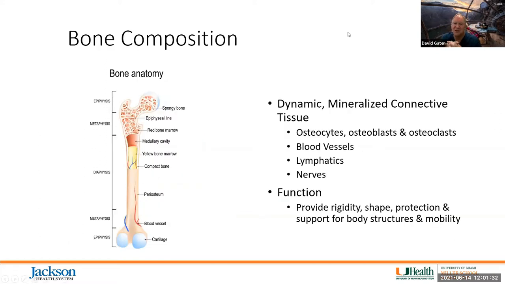So let's start off with the composition of bone. Recognize that bone is a dynamic, mineralized connective tissue. We have to realize that what we see when we look at skeletons in the anatomy lab, when we look at the skeletons that we find on posters and whatnot, it doesn't really reflect the true connective tissue and the dynamic properties of bone. In living bone, there are osteocytes, osteoblasts, osteoclasts, significant blood vessels, lymphatics, and nerves. And so bone is very much a dynamic organ. Its function is to provide rigidity, shape, protection and support for body structures, and specifically for mobility.